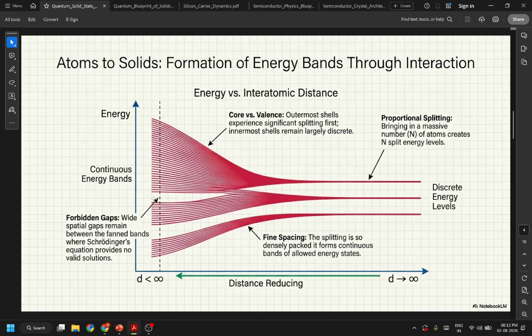We will also see that between certain bands there will be gaps which are called forbidden gaps. These are wide gaps that remain between the formed bands, and in these areas the Schrodinger equation does not provide any valid solution. So these are called forbidden bands or forbidden gaps.